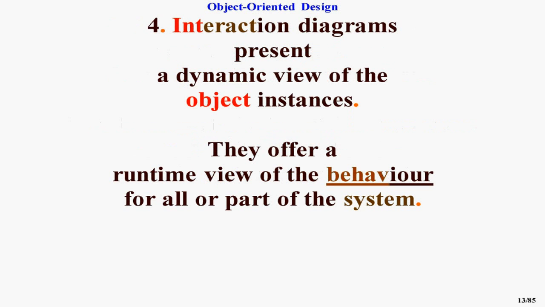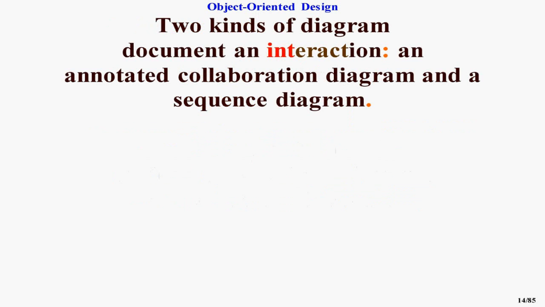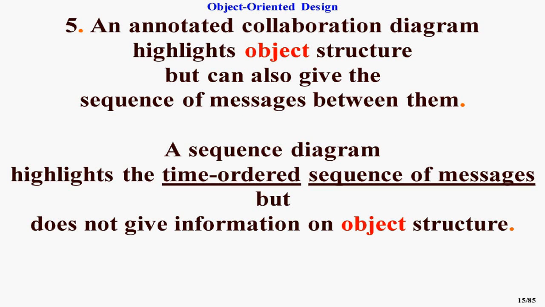4. Interaction diagrams present a dynamic view of the object instances. They offer a runtime view of the behavior for all or part of the system. Two kinds of diagram document an interaction: an annotated collaboration diagram and a sequence diagram. 5. An annotated collaboration diagram highlights object structure but can also give the sequence of messages between them. A sequence diagram highlights the time-ordered sequence of messages but does not give information on object structure.